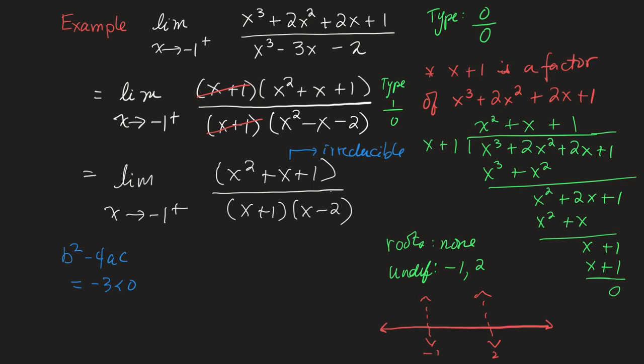So let's go ahead and determine that sign. The numerator is always the same sign. It's always positive because it's irreducible. It doesn't cross the x-axis. So I get a positive over, and here, let's say 0 is my test point. That gives me 1 times minus 2, which would be negative. So I have a positive over a positive times a negative. Overall, I get a negative sign, which tells me that this limit is minus infinity.